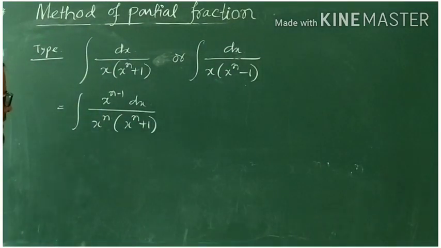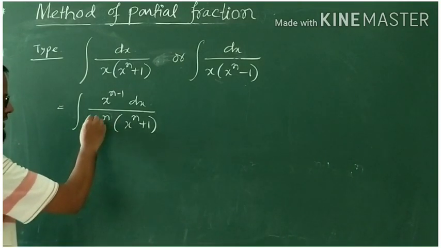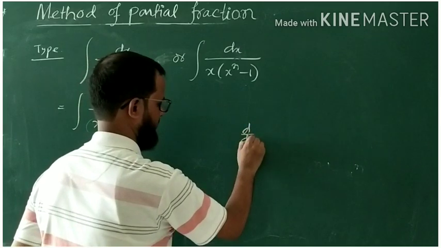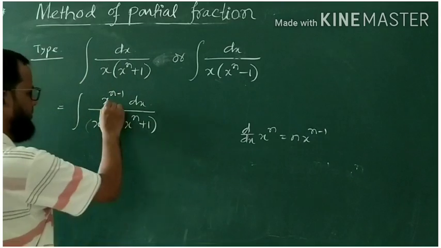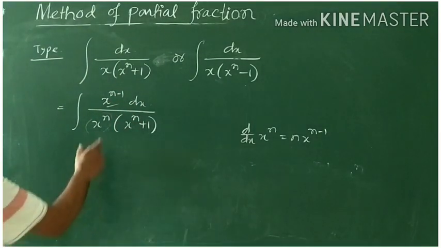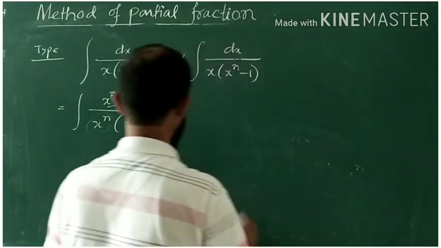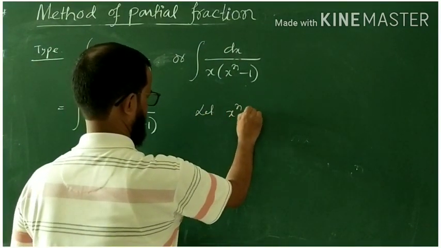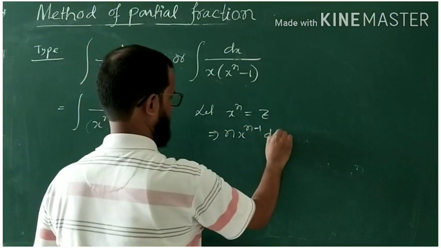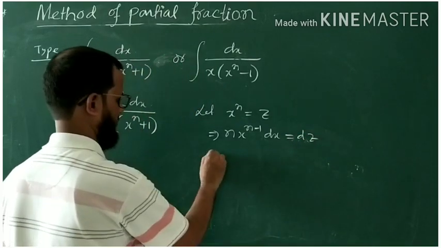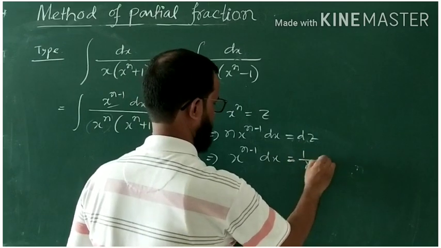Now you can take any one of them. Suppose you know that if you take the derivative of this, उसका अगर derivative करेंगे क्या होगा? d/dx of x to the power n क्या होगा? n into x to the power n minus 1. तो आपका ये टर्म आ रहा है कि नहीं? तो इसीलिए I'll use the method of substitution here. Take x to the power n equal to z. So n into x to the power n minus 1 dx is equal to dz, or x to the power n minus 1 dx equals 1 by n dz.